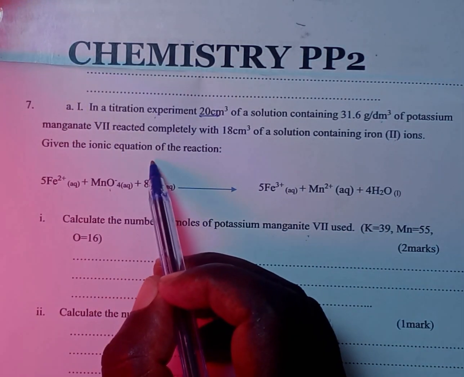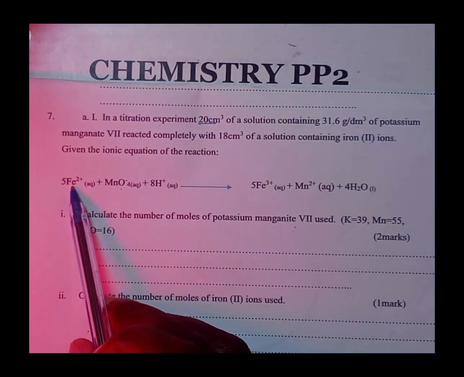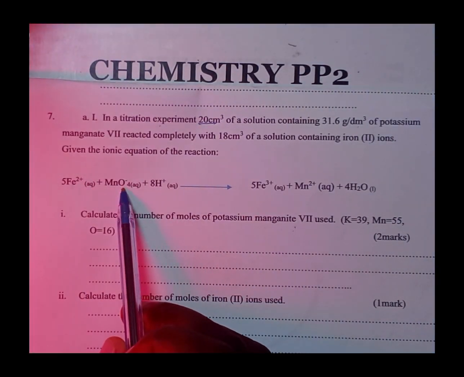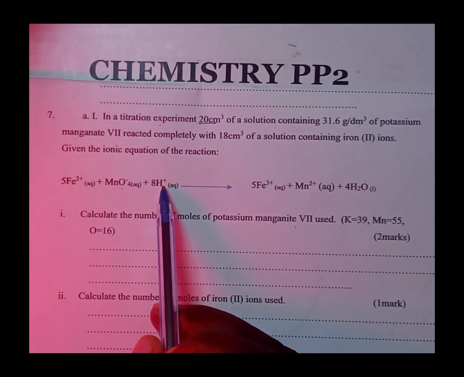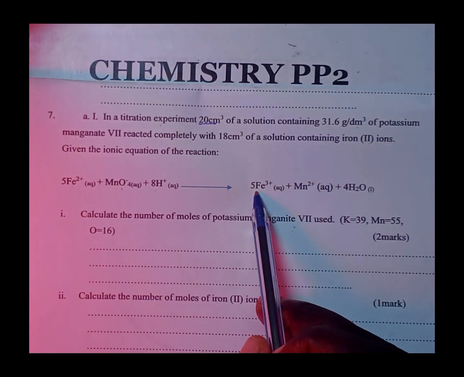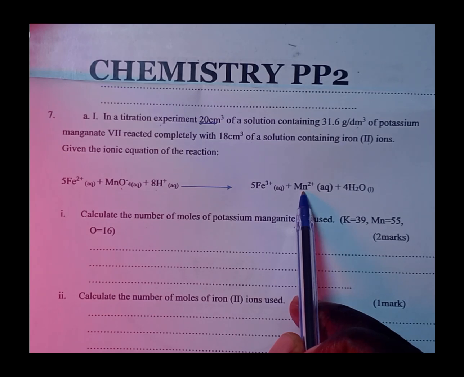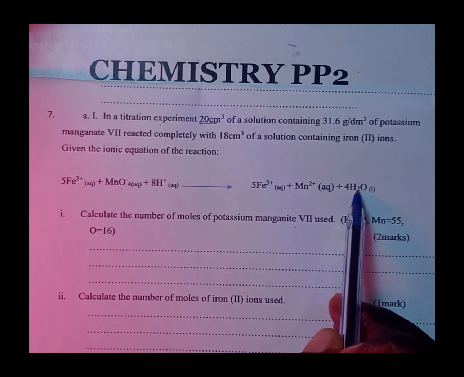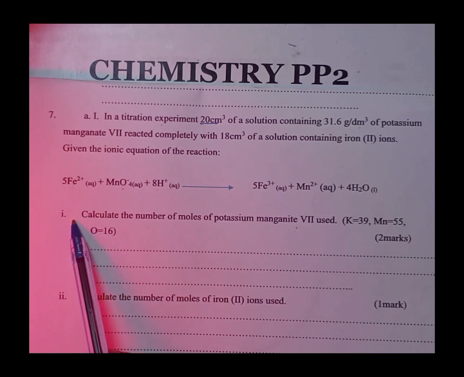Given the ionic equation of the reaction, we have 5 moles of iron(II) ions, we have manganate ions plus, of course, 8 moles of the acid to give us 5 moles of iron(III) ions. We have manganese ions and, of course, 4 moles of water. We have the first part of the question.